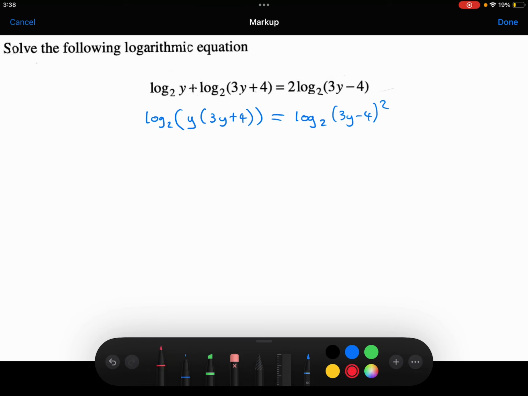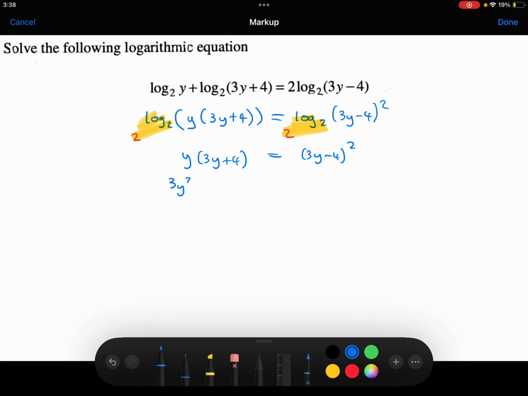This now allows me to do 2 to the power on both sides because these are inverse functions and are going to cancel out. And similarly on the right hand side, those are inverse functions and they're going to cancel out. So on the left hand side I'm left with y times 3y plus 4. On the right hand side I'm left with 3y minus 4 squared.